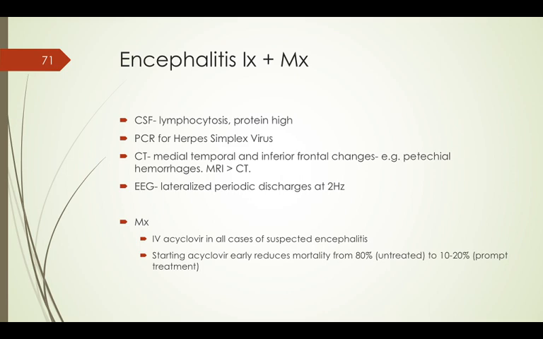How to investigate and manage encephalitis. You look at the CSF, analysing it; lymphocytes are likely to be present and protein tends to be a bit high. Do a polymerase chain reaction specific for herpes virus. The CT scan may show temporal and inferior frontal lobe changes with hemorrhages. MRI tends to be more specific than CT, and you may see EEG, electroencephalogram, changes as well. Treatment is basically IV antiviral, specifically acyclovir, and starting acyclovir promptly reduces mortality significantly.